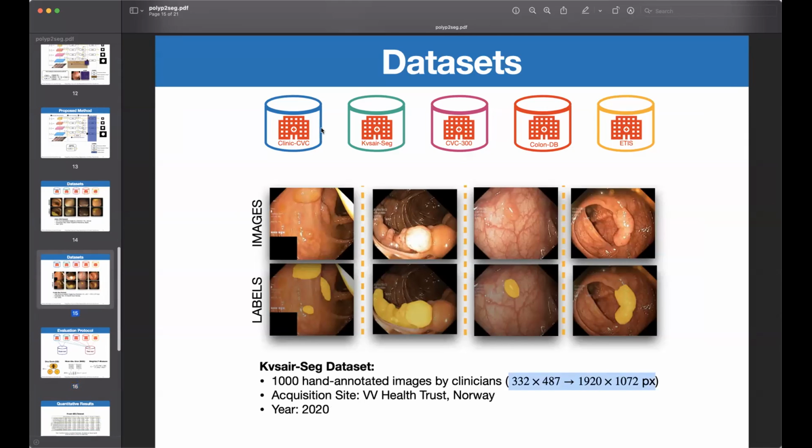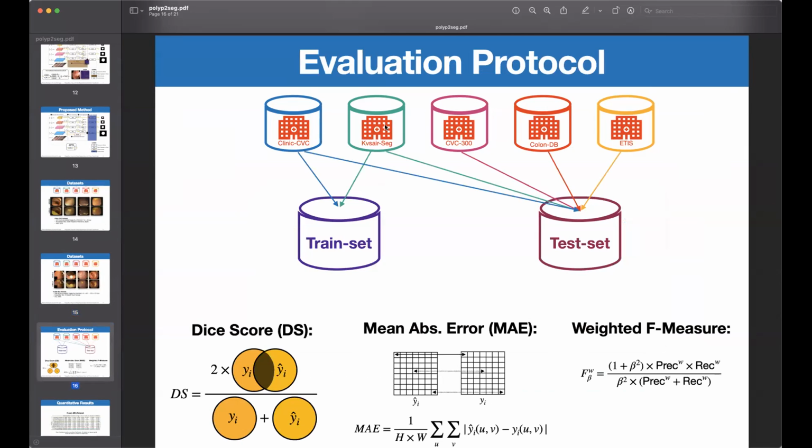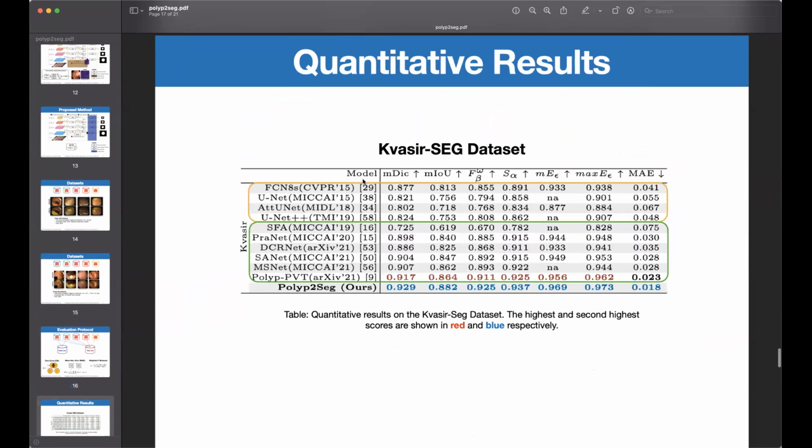So in this evaluation protocol, part of the images coming from the clinic CVC and the CAVA-CIRSEC data set were used for training, and the rest of the images together with these 3 other data sets are used for testing purposes. In order to validate our approach, we use as well a set of standard metrics such as the DICE score, intersection over union, MIP, mean absolute error, or weighted F measure. And those are some of the results that we have here only for the Cavasier segmentation data set. Again, in the paper, you have a more detailed overview over the statistics over different data sets.